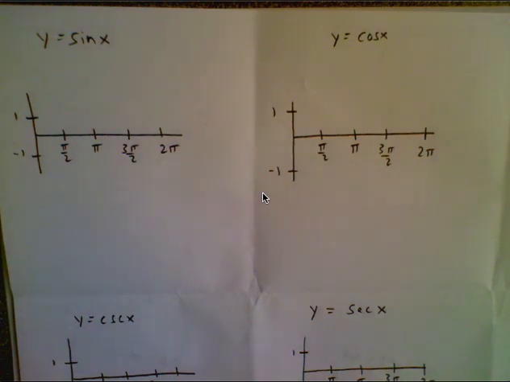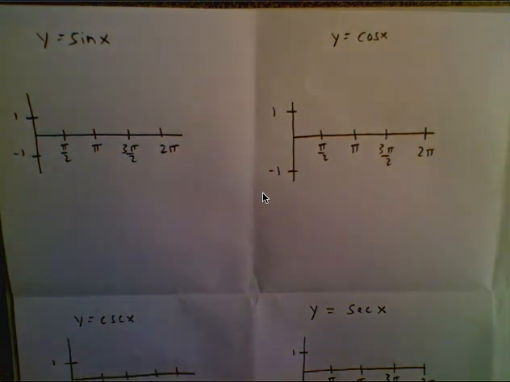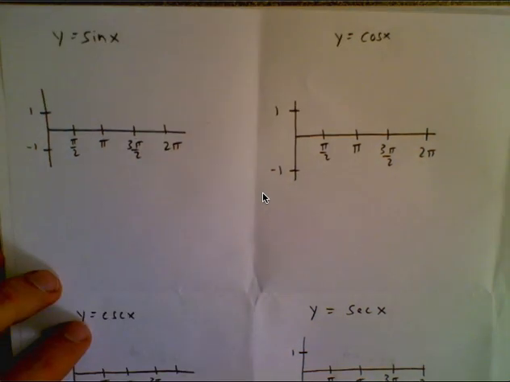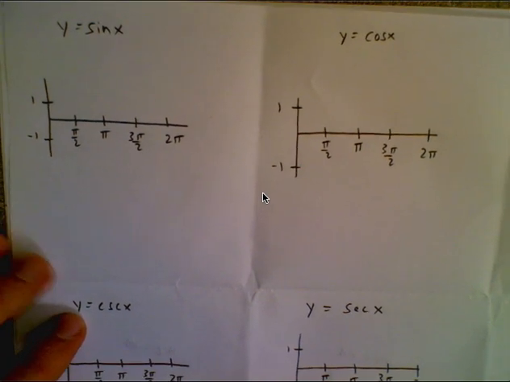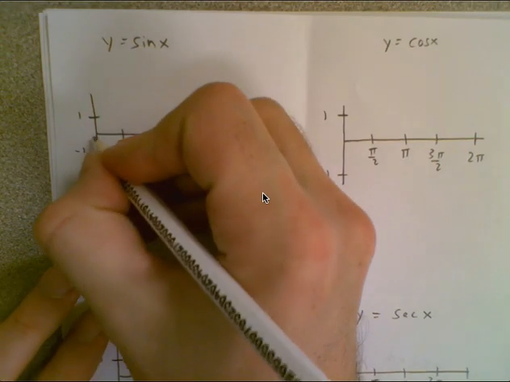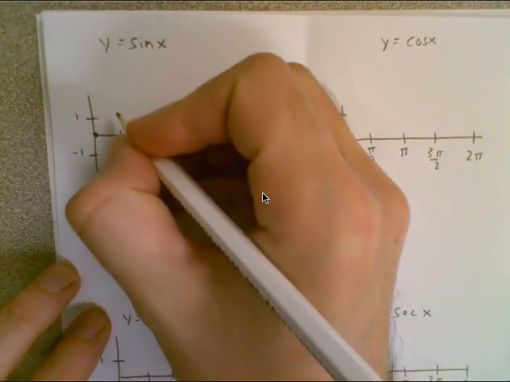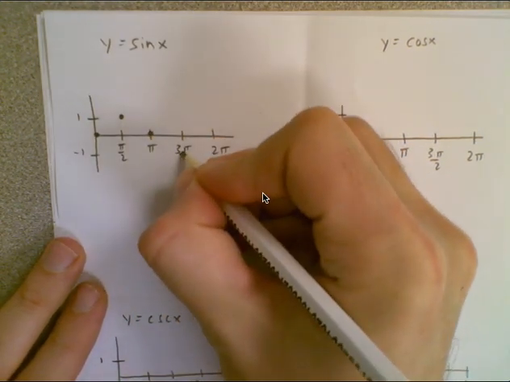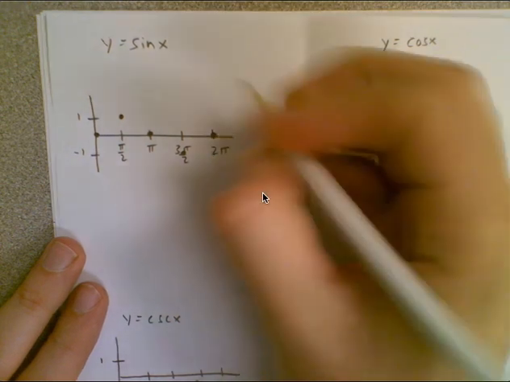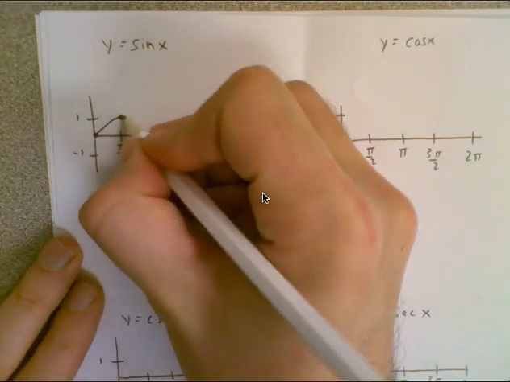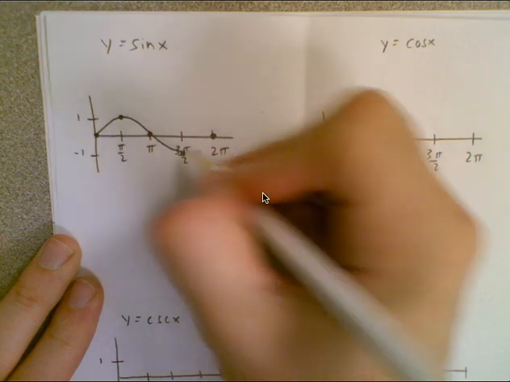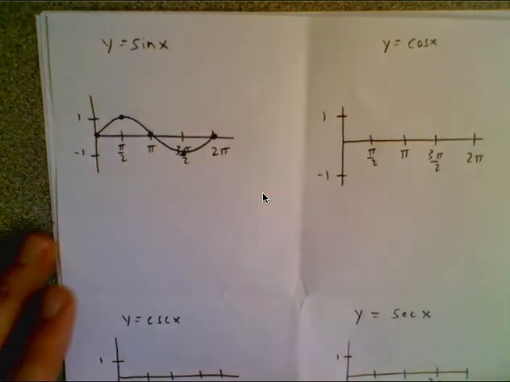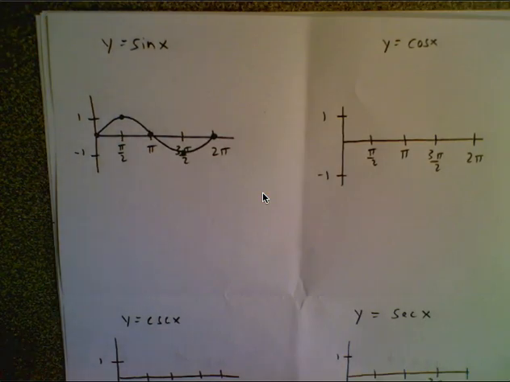I'm going to go through the 6 different trig parent functions that you should know. So first, y equals sine of x. You should know that it starts on its midline, and then it will go up by its amplitude, down by its amplitude, down by its amplitude, and up by its amplitude over a period of 2 pi. So the period of this graph, you should know, is 2 pi.